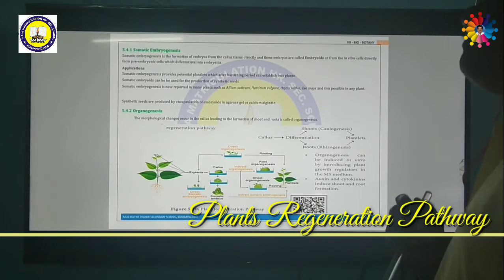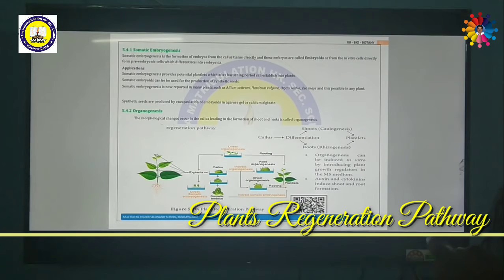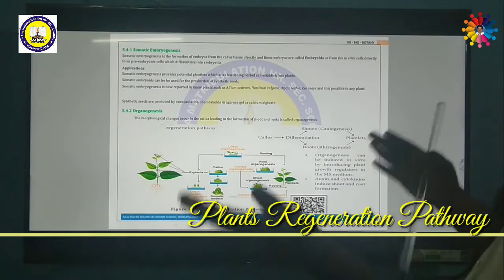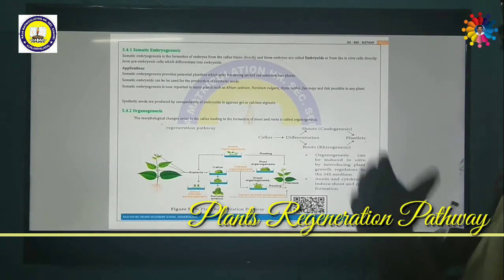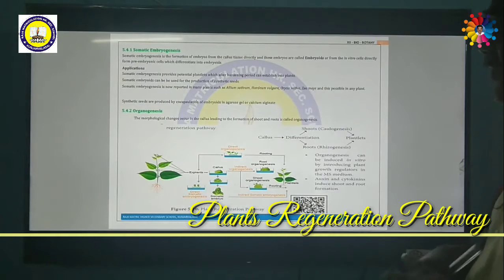So somatic embryogenesis is the formation of embryos from the callus tissue directly, and these embryos are called embryoids. The in vitro cells directly form pre-embryonic cells which differentiate into embryoids. Then what are the uses? What are the applications? Somatic embryogenesis provides potential plantlets which, after a hardening period, can be established into plants. So somatic embryos can be hardened step by step very quickly.